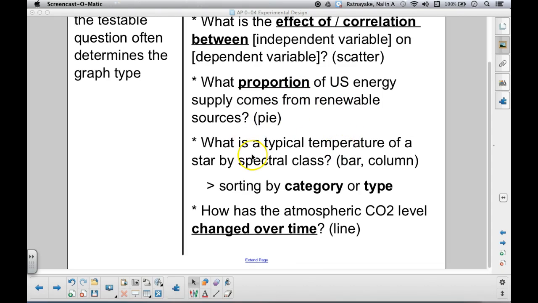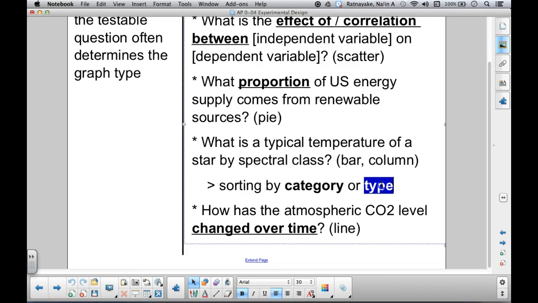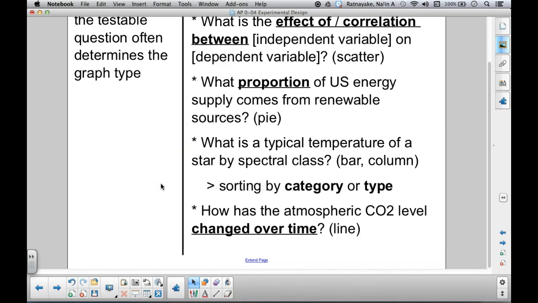I could have a testable question like, what is a typical temperature of a star by spectral class? And spectral class is just a category of star. If I'm sorting things by category or type, and I want to compare different categories or types, then I'm probably talking about a bar or a column graph.